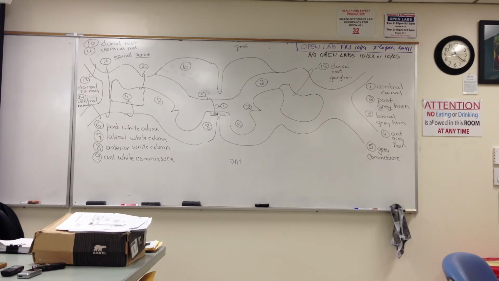So that last one again. The dorsal root ganglion would be part of the peripheral nervous system. It's outside the central nervous system. The posterior gray horn, or the anterior gray horn, would be central nervous system, because it's part of the spinal cord. Posterior, dorsal.